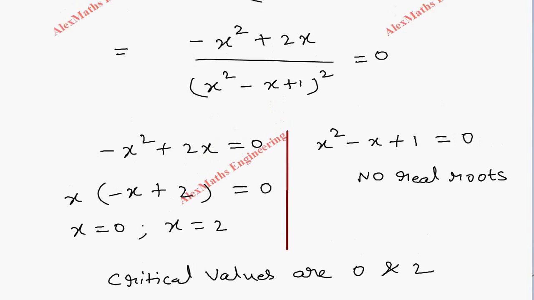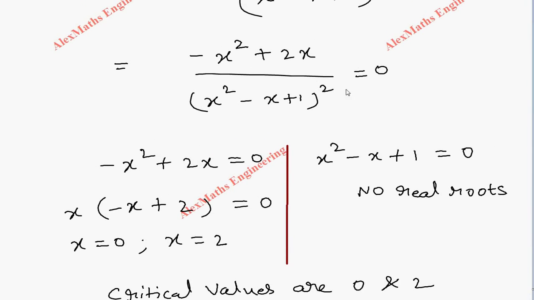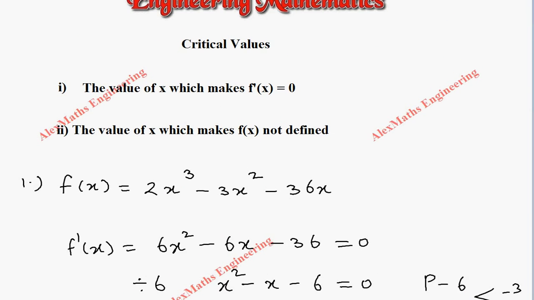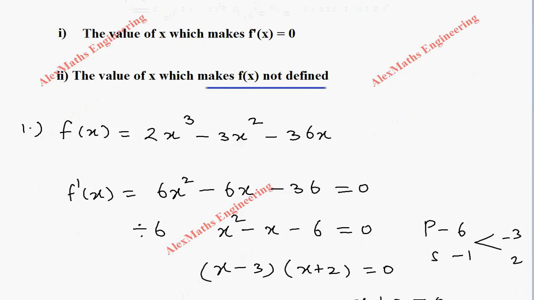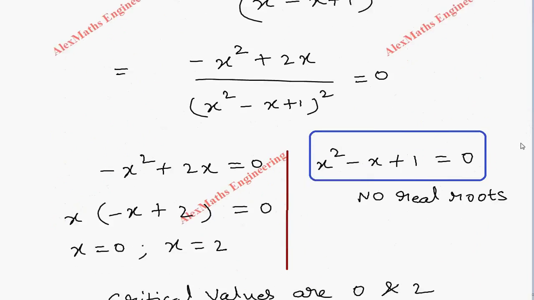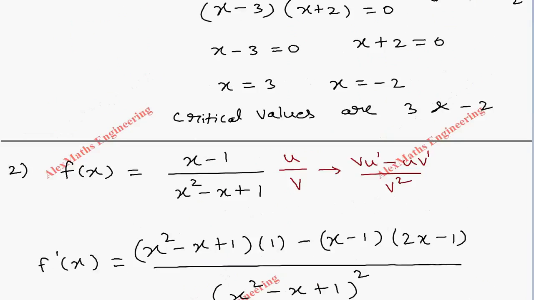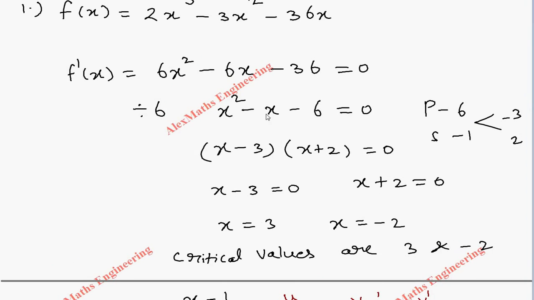Here this f dash of x, when we equate to 0, we have taken the numerator separately equal to 0 and the denominator separately equal to 0. Equating the denominator to 0 is a must, because then only we can find the value of x which makes the function not defined. So in this case there are no real values, so we have only critical values from the numerator. And in the previous problem it is not in numerator and denominator form, so we have just one term and we equate it to 0.